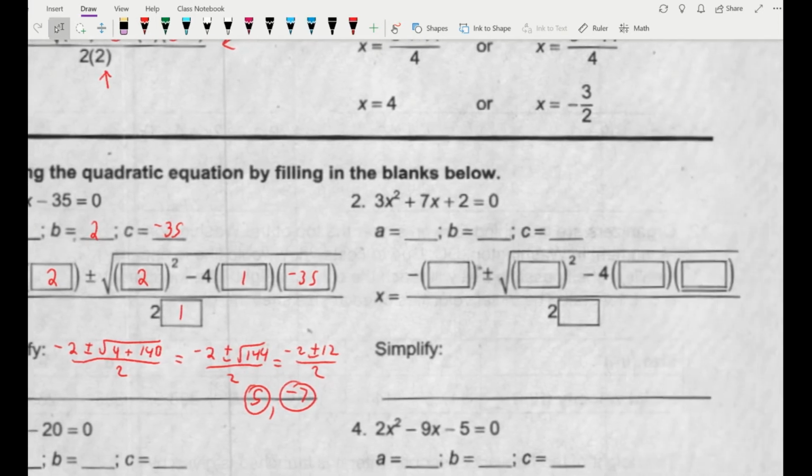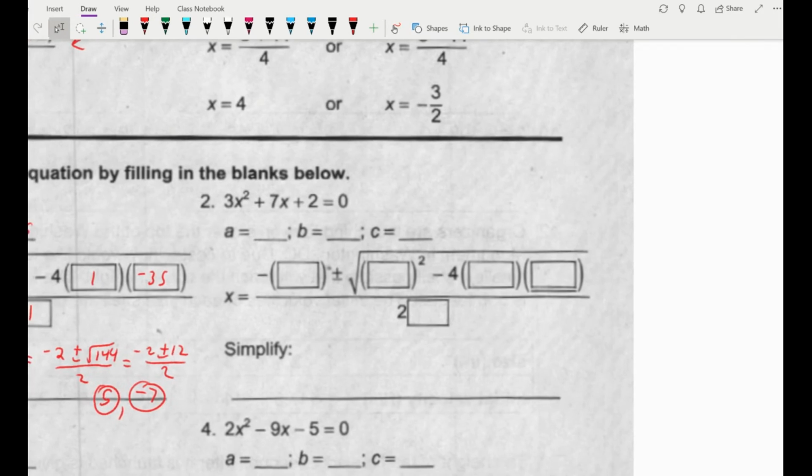Now let's look at number 2. We're going to first identify the a, b, and the c values. A is 3, b is 7, and c is 2. And we'll just plug them into the formula here. Here's negative b, so it's a minus 7, plus or minus the square root of b squared, minus 4ac, which is 3, 2, all over 2a, 2 times 3.